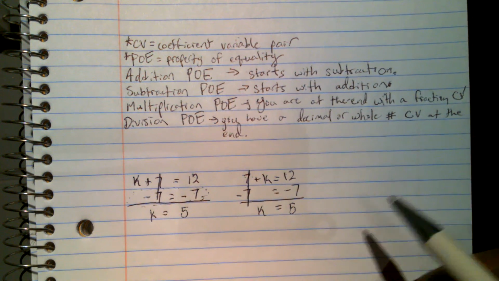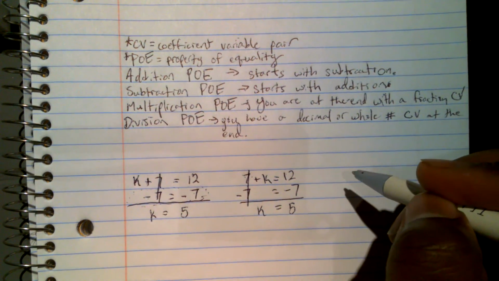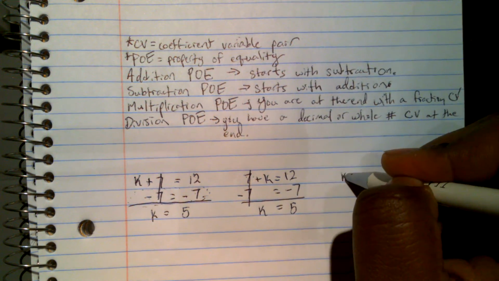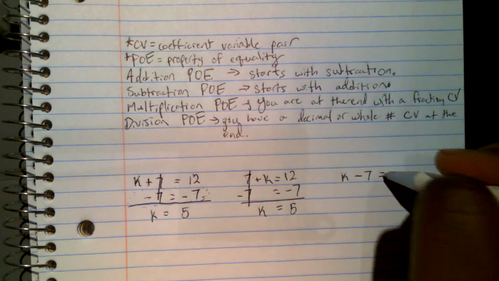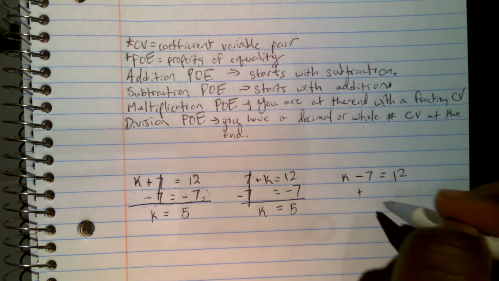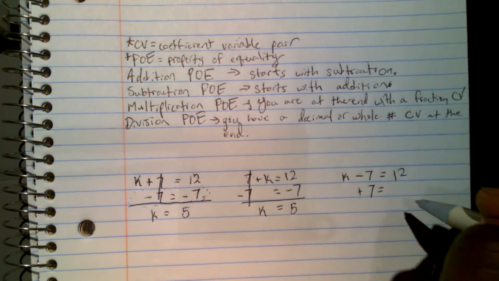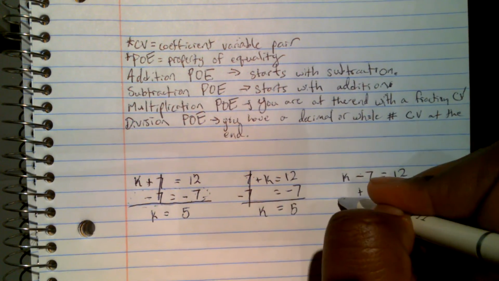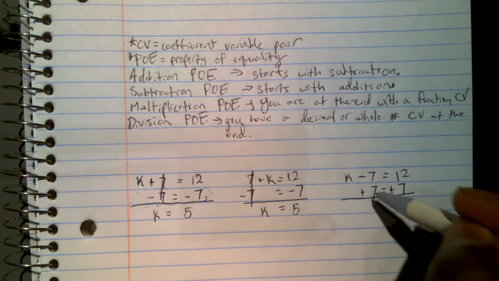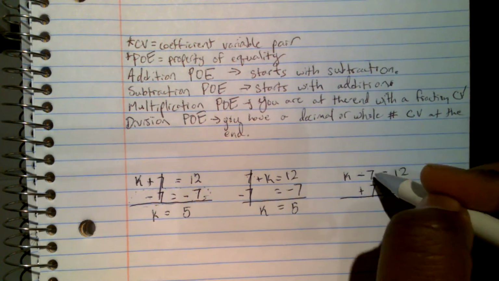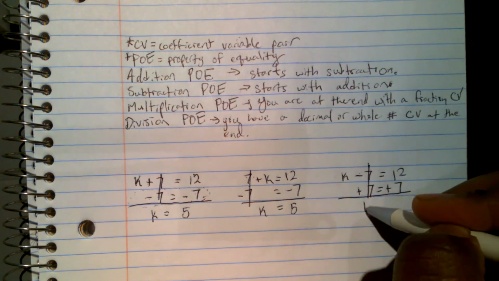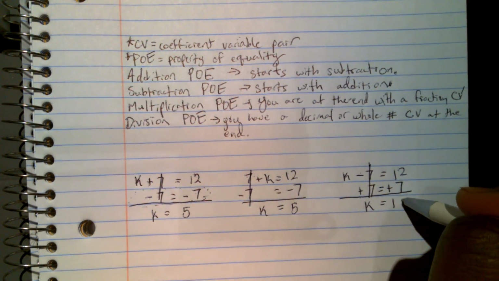It just all depends. Now we're going to do addition property of equality for real. Now we're going to do K minus 7 is equal to 12. Then we're going to put plus 7 because the opposite of minus is plus. Then we're going to put plus 7 on the other side. And the reason why we're putting plus 7 on the other side is because we want to show that plus 7 is equal to plus 7. Cross these out because I want the K by itself. Then I'm going to get 19.